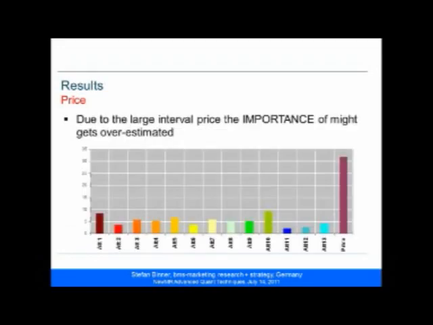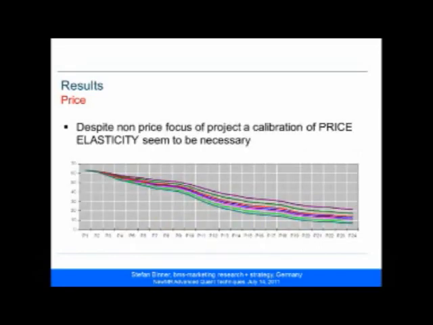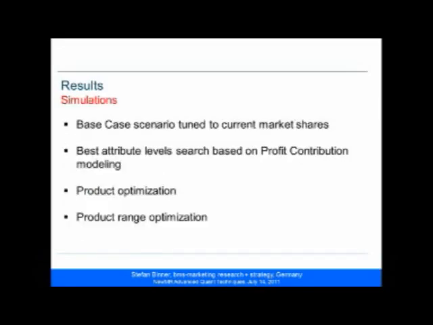And if you look at the results, the average importances of all attributes, you see that price was really the most important one. Maybe it was a little bit overestimated here, and it was not a pricing study anyway, but we calibrated the price elasticity in order to make more sense and to fit the real market current situation.